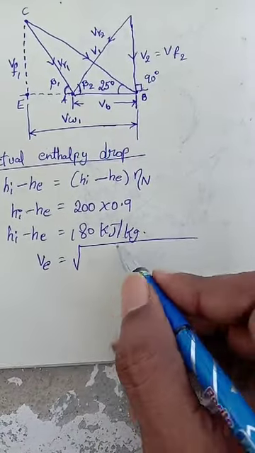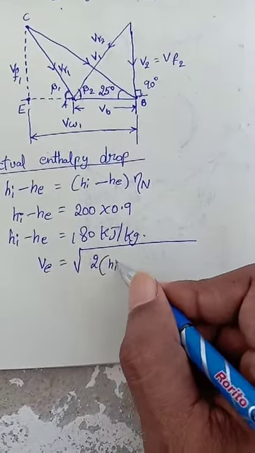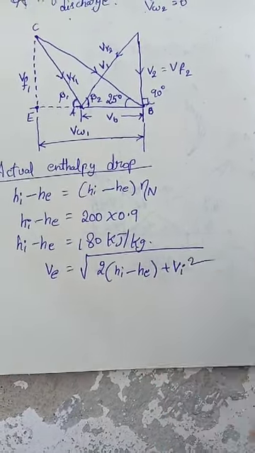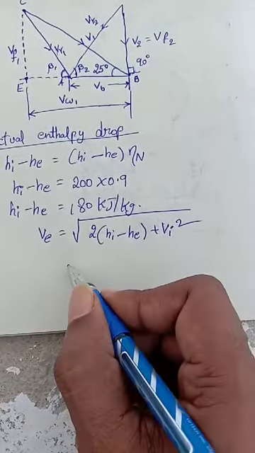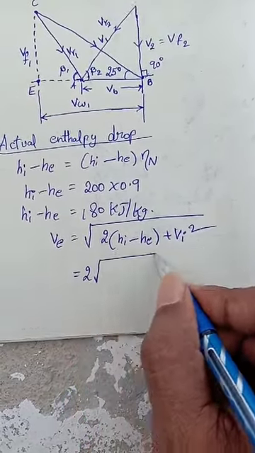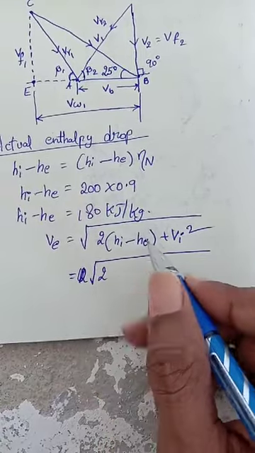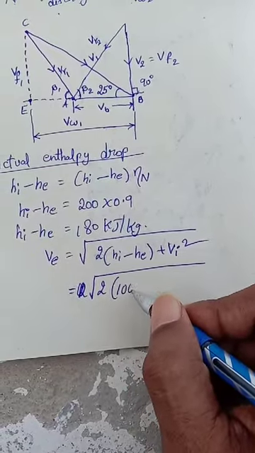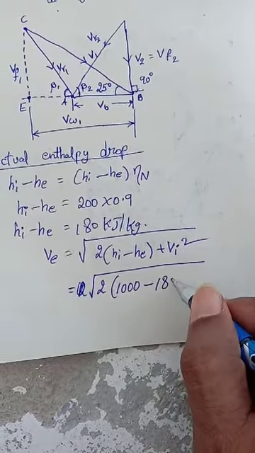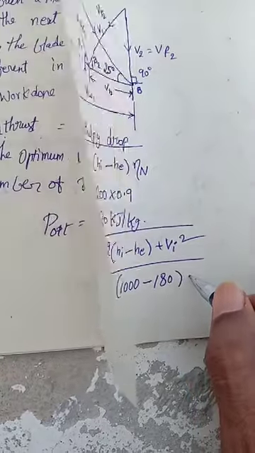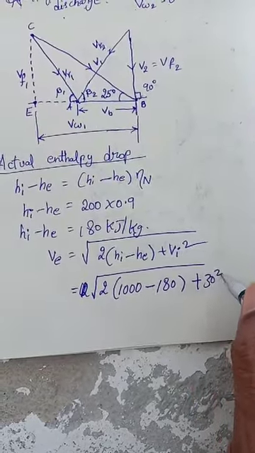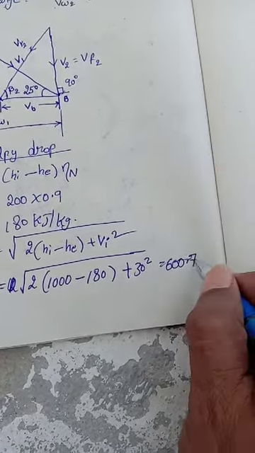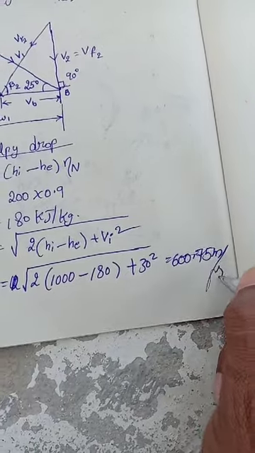And then V2, sorry, VE, the exit velocity, is equal to the square root of 2 times (HI minus HE) plus VI whole square. The inlet velocity is given. Sorry, you can put 2 inside. And now we find the value here, HI minus HE is equal to 180, plus 30 is given. Okay, solve this equation, we will get the answer here in meters per second.